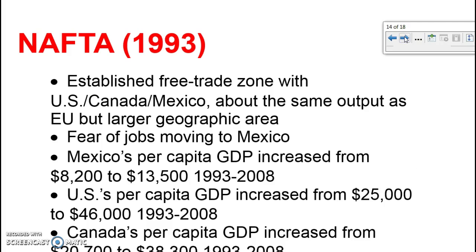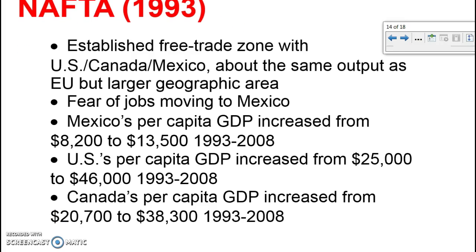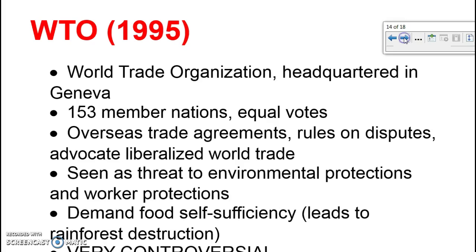NAFTA was signed in 1993. That is the free trade zone created with the North American Free Trade Agreement: U.S., Mexico, and Canada. And as you can see, it actually helped increase GDPs in all three countries because of lowering trade barriers.